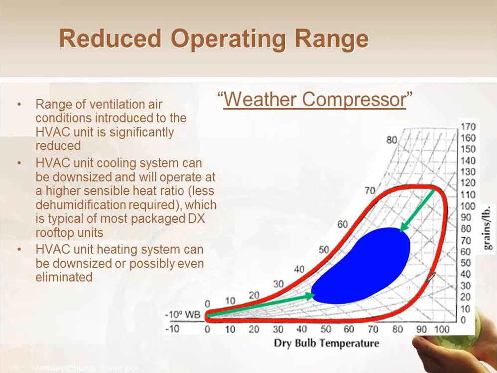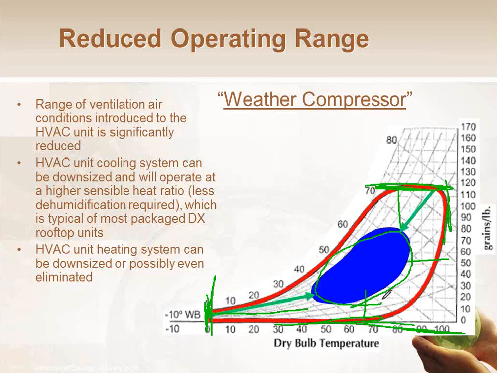This chart here, once again, is our same psych chart. And this red bubble is what I designed most DX package systems for, outdoor air conditions. So in this example, 0 degrees outside on the low end, 95 on the high end, high humidity here, low humidity down here, right? So I'm designing everything in that red bubble. Well, if the ERV's job is to preheat, to pre-cool, to pre-dehumidify, or to pre-humidify, now I'm not concerned about the red bubble anymore. Now I'm concerned about the blue bubble.